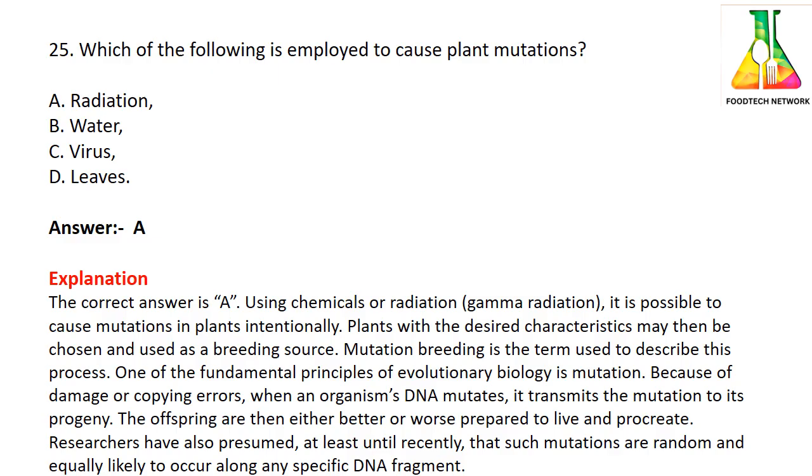One of the fundamental principles of evolutionary biology is mutation. Because of damage or a copying error, when an organism's DNA mutates, it transmits the mutation to its progeny. The offspring are then either better or worse prepared to live and procreate. Researchers have also presumed, at least until recently, that such mutations are random and equally likely to occur along a specific DNA fragment.